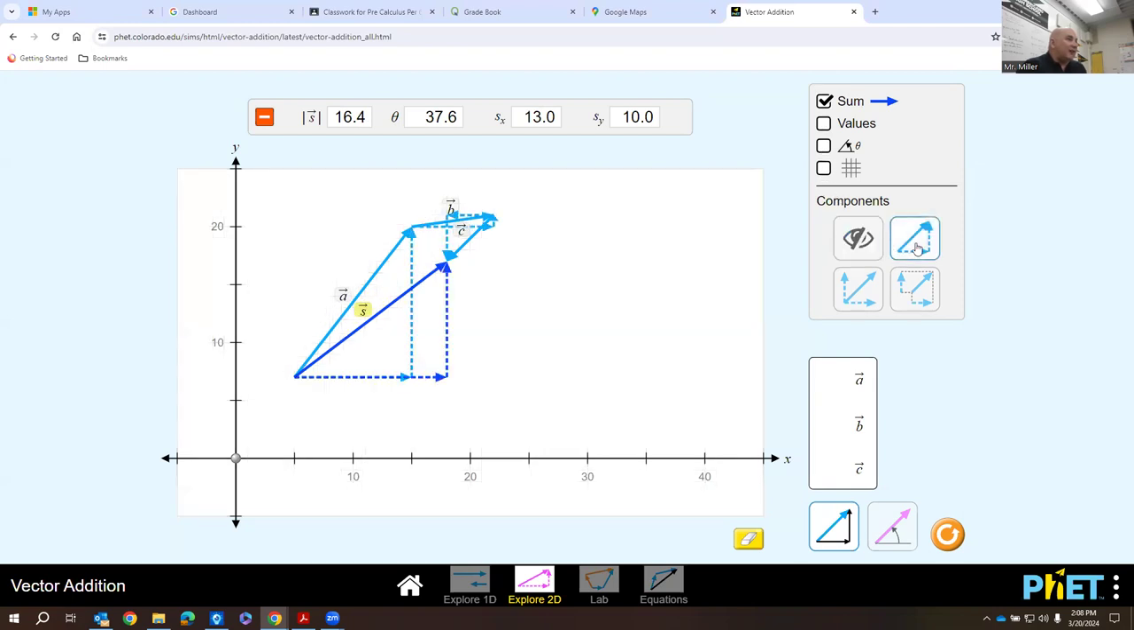And if we break each of those vectors up into horizontal and vertical components, you can see that vector A goes this far horizontal, this far vertical. B goes this far horizontal, this far vertical. And C goes this far horizontal, this far vertical. So when we get the sum, this plus this minus this gave us this horizontal distance, and this vertical distance plus this vertical distance minus this vertical distance gave us this vertical distance. So that's the little PhET applet for vector addition.